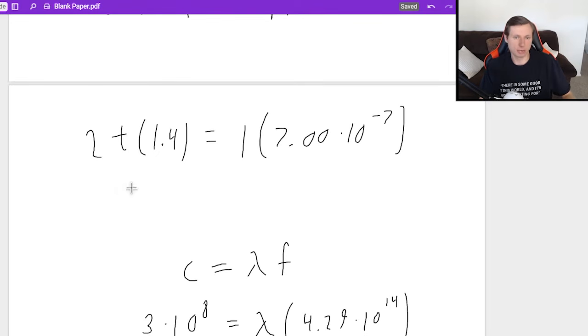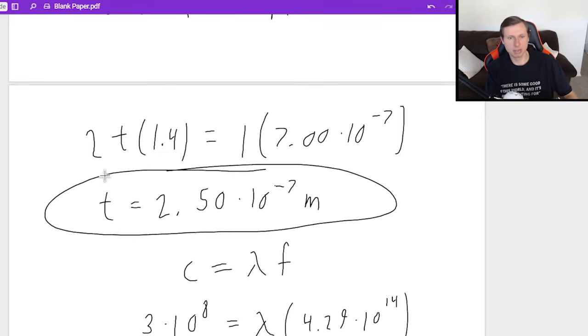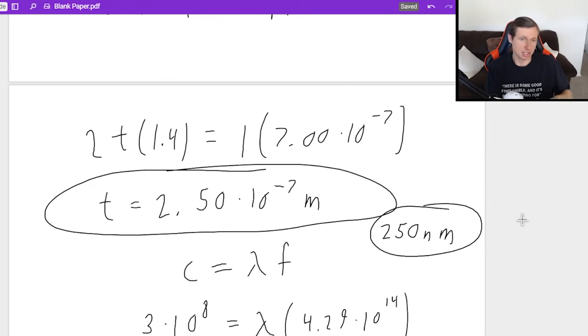And then if I want to solve for thickness, I just divide by 2, and I divide by 1.4, and I will get a thickness of 2.50 times 10 to the minus 7th. And again, that is meters. Which, in case you're curious, that would be 250 nanometers if you wanted to convert to nanometers, because it's 10 to the 9th power for nanometers. And so that's this first one.